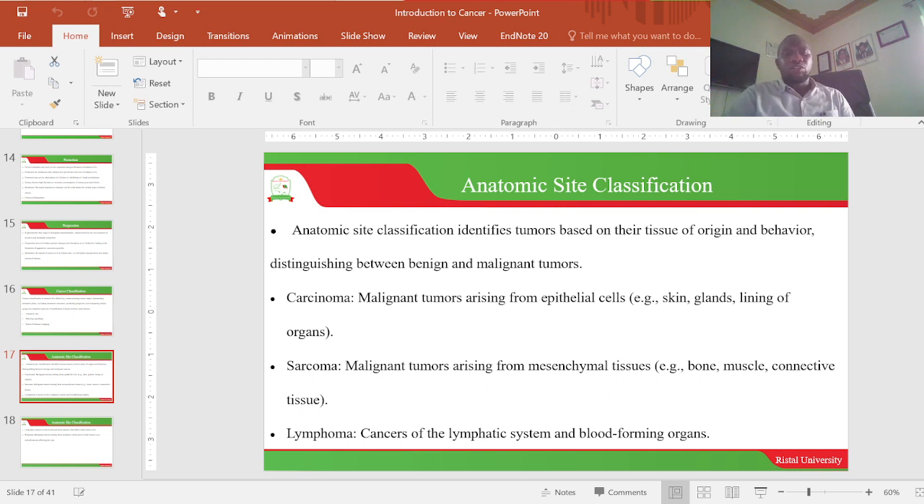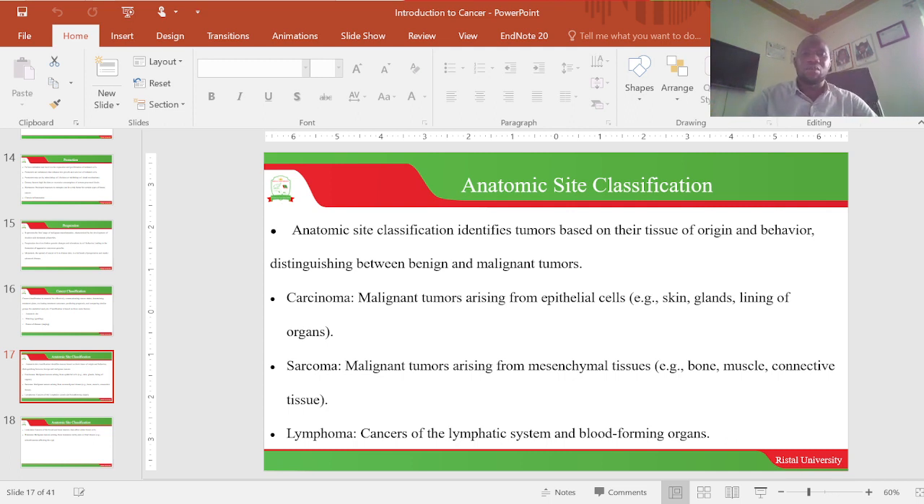With this, the classification is based on the anatomic part or the organ of tissue of origin. With this classification, it can allow us to distinguish between benign and malignant tumors, which we looked at earlier. Carcinomas are usually malignant, and they arise from epithelial cells, the cells that line the skin and the cells that line the organs.